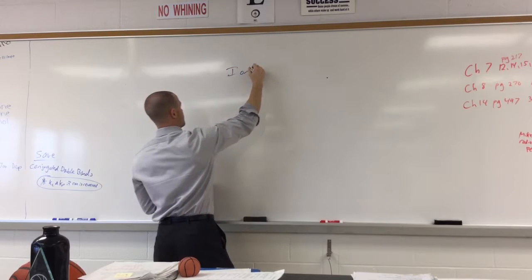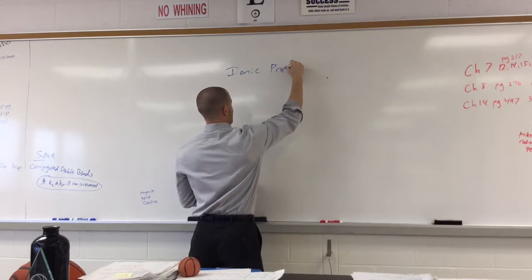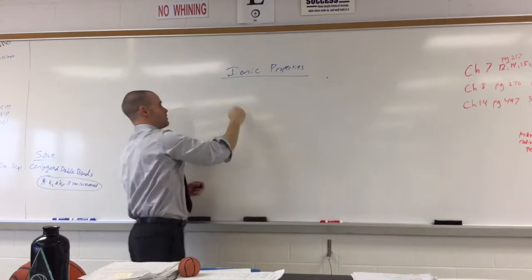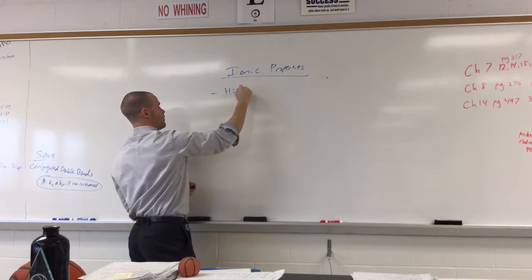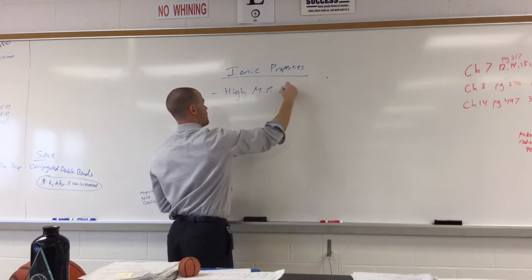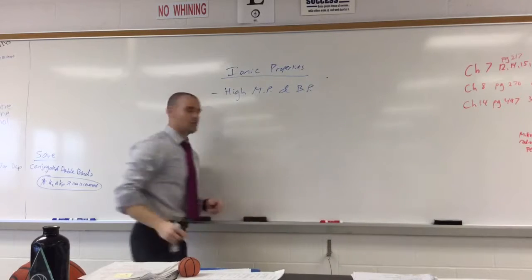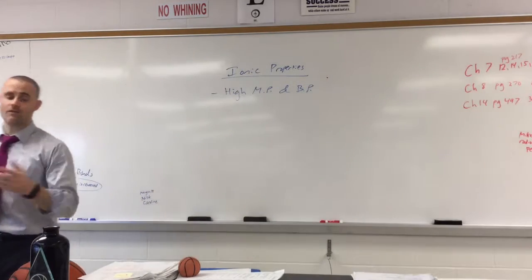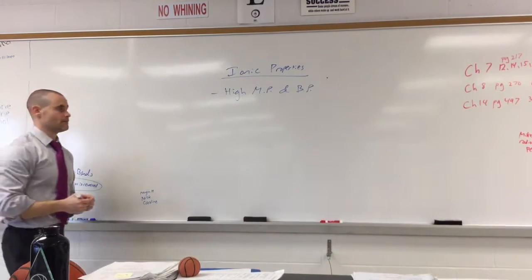So ionic properties, here we go. And we're learning about this in lab. So we learned that they have high melting points. So I'm just going to write high MP and high BP. High melting points, high boiling points. Takes a lot of energy to melt them.